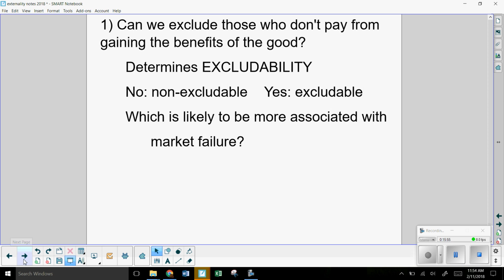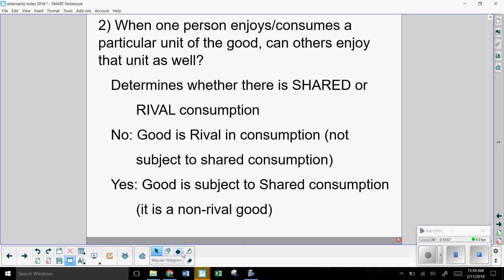Okay, what about the second criteria or way of thinking about goods? Here we'll think about the question: when one person enjoys or consumes a particular unit of a good, can others enjoy that unit as well? And the key to think about here is that we're talking about that unit. We're not talking about sharing it. So this will help us answer the question of whether there is shared consumption or rival consumption.